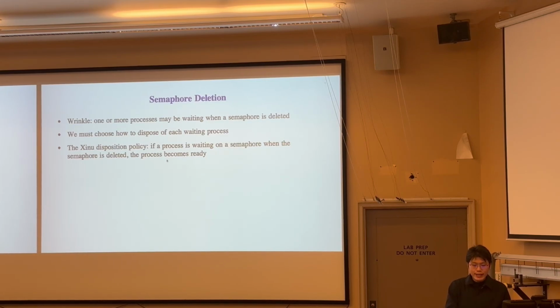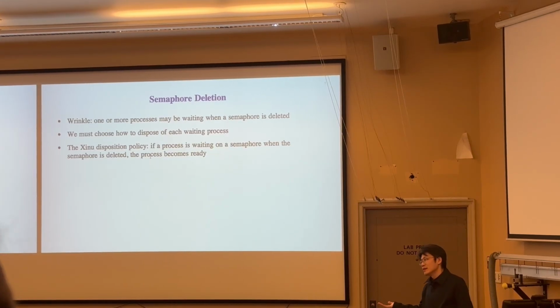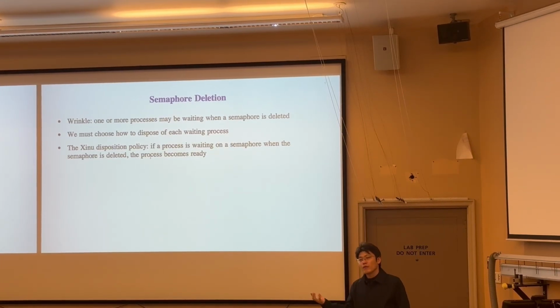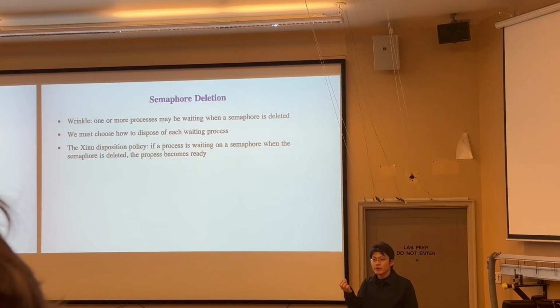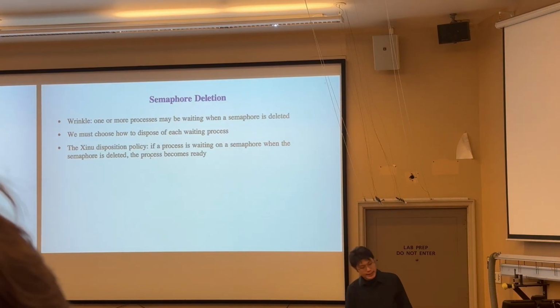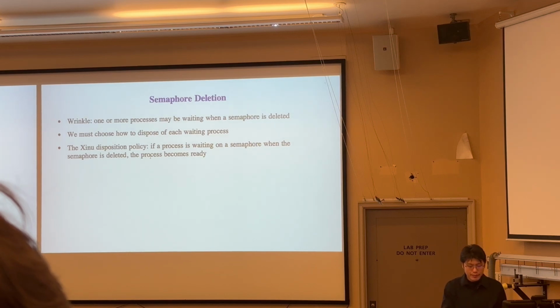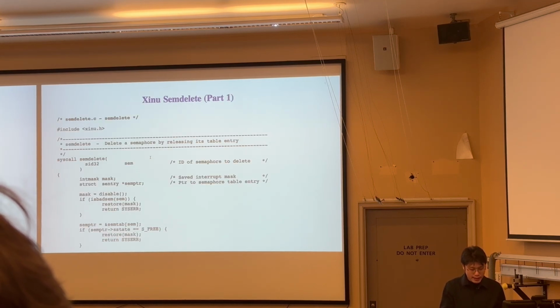Some subtlety when you delete a semaphore. One or more processes may be waiting when the semaphore is deleted, and we must choose how to dispose of each waiting process. In Xinu, it's very simple. If a process is waiting on a semaphore when the semaphore is deleted, the process becomes ready. So if you delete a semaphore, all of the processes waiting on this semaphore to enter some critical region can suddenly enter that critical region. It's not protected anymore. This is a very simple implementation in Xinu. So this is how you delete the semaphore.